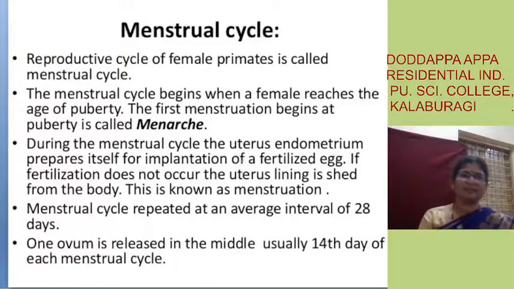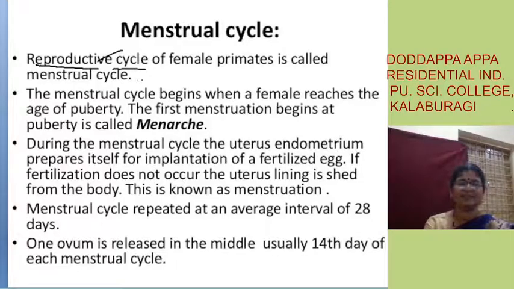Now the menstrual cycle. You have studied the menstrual cycle. It is an important feature of the female primates. The menstrual cycle is also called the reproductive cycle. Again I missed my pen. Let me bring it to the required area. So the menstrual cycle is called the reproductive cycle, an important feature of female primates.